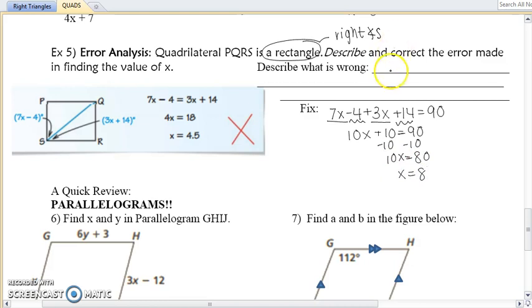I'm describing what went wrong. I can say that the student said both angles were congruent, but they should add to 90 degrees.